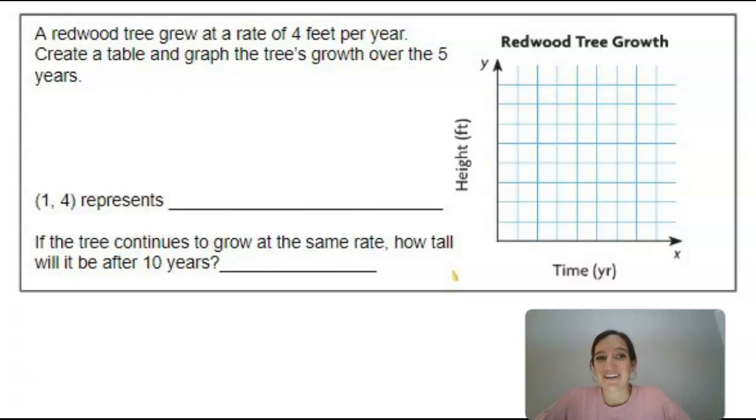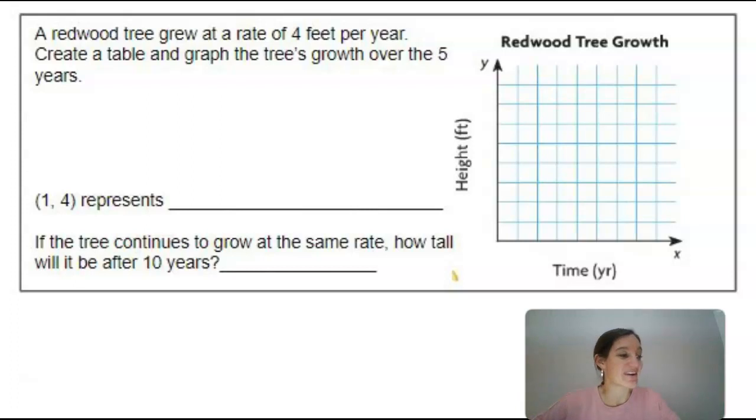What about a redwood tree? Did you know that there have been redwood trees that grow at a rate of 4 feet per year? I know a lot of people that aren't even 4 feet after like 10 years. And this is just in 1 year. So we're going to create a table and graph the tree's growth over the 5 years.